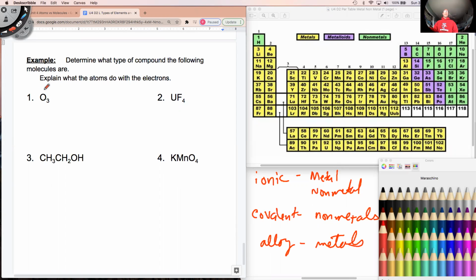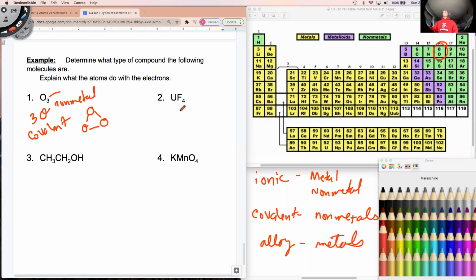O3, do you think that's going to be a covalent compound, ionic, or alloy? Well, let's take a look. Oxygen is in the green category. So oxygens are all non-metal. And since the oxygens are all non-metal, it's 3 oxygens all stuck together. It's this molecule shaped like a little pyramid. But the 3 oxygens are all together. So that must make this a covalent compound. Good.